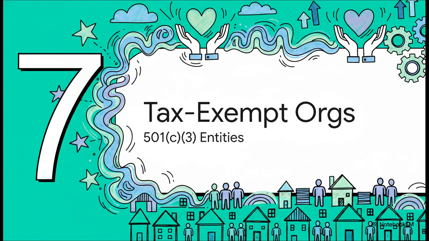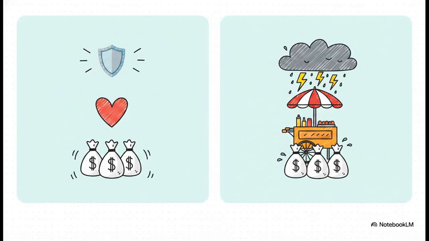Section 7. Tax-exempt organizations. The final major entity type you're going to encounter is the tax-exempt organization. This largely focuses on 501(c)(3) entities, like public charities. The high-level rule here is all about compliance. These organizations are exempt from federal income tax on activities related to their exempt purpose.